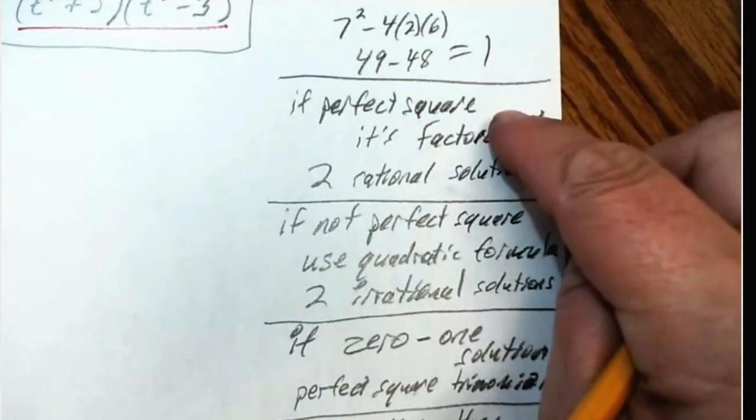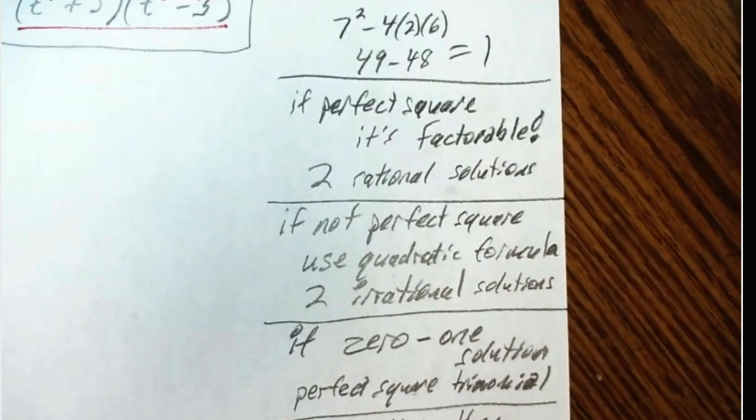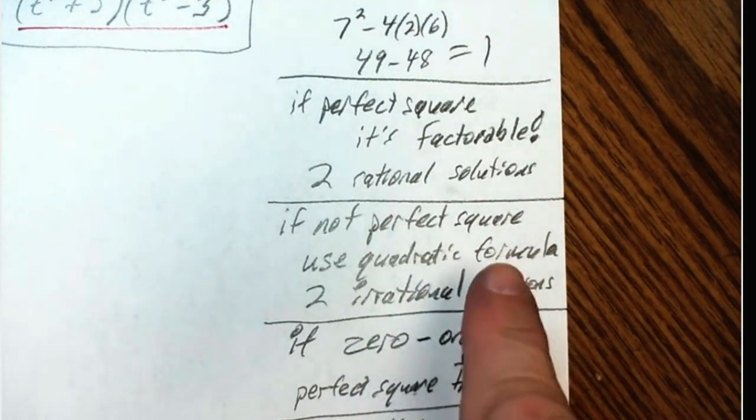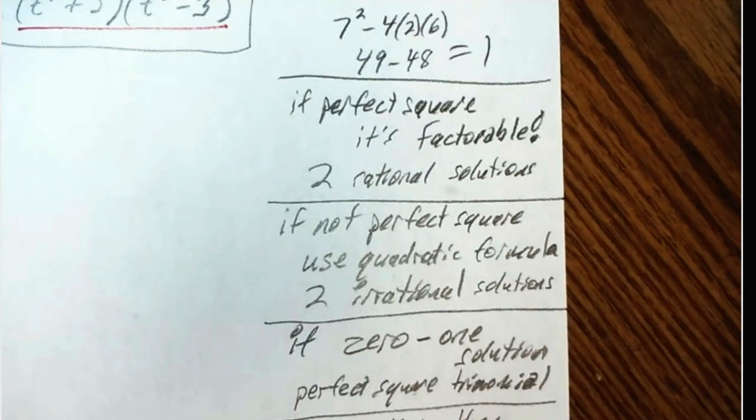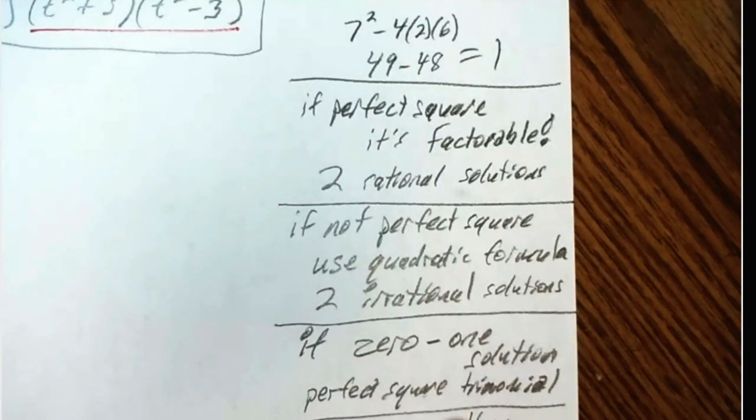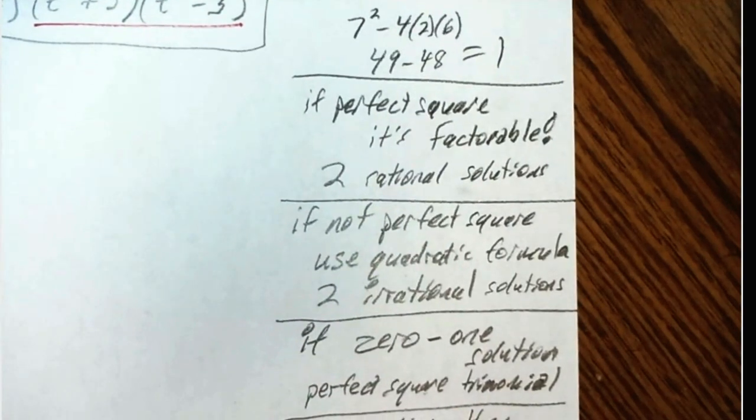Is it a perfect square? Then we can factor that equation. If it's not a perfect square, but it's positive, then we can use the quadratic formula. It's going to be two irrational solutions. Maybe it's going to be 2 plus the square root of 5 or something like that, right? But it'll be a real number, just not an integer. If it's 0, there's just one solution. It's a perfect square trinomial. That means it's going to be like x minus 2 times x minus 2. You'll have the same solution twice.